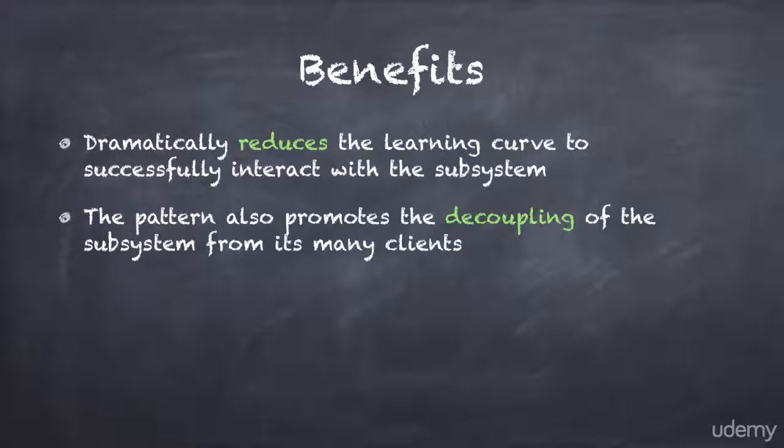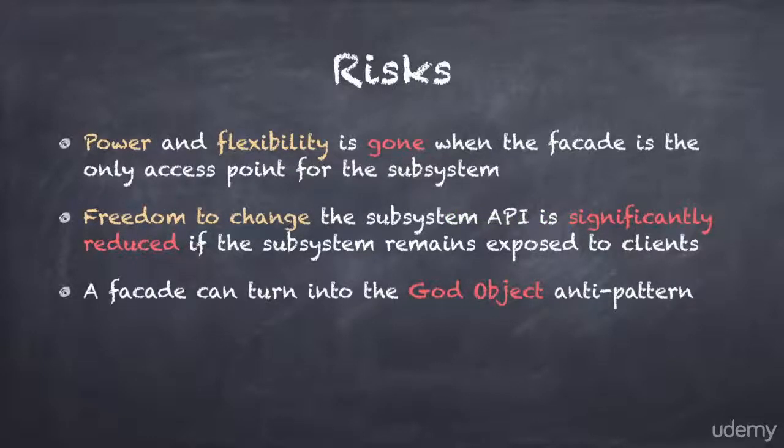However, the facade pattern also has a number of risks. The biggest risk is when the facade is the only access point to the subsystem. Remember that I said at the start of this lecture that the subsystem API offers an enormous amount of power and flexibility. All this flexibility is gone if clients are forced to use the facade to gain access to the subsystem.